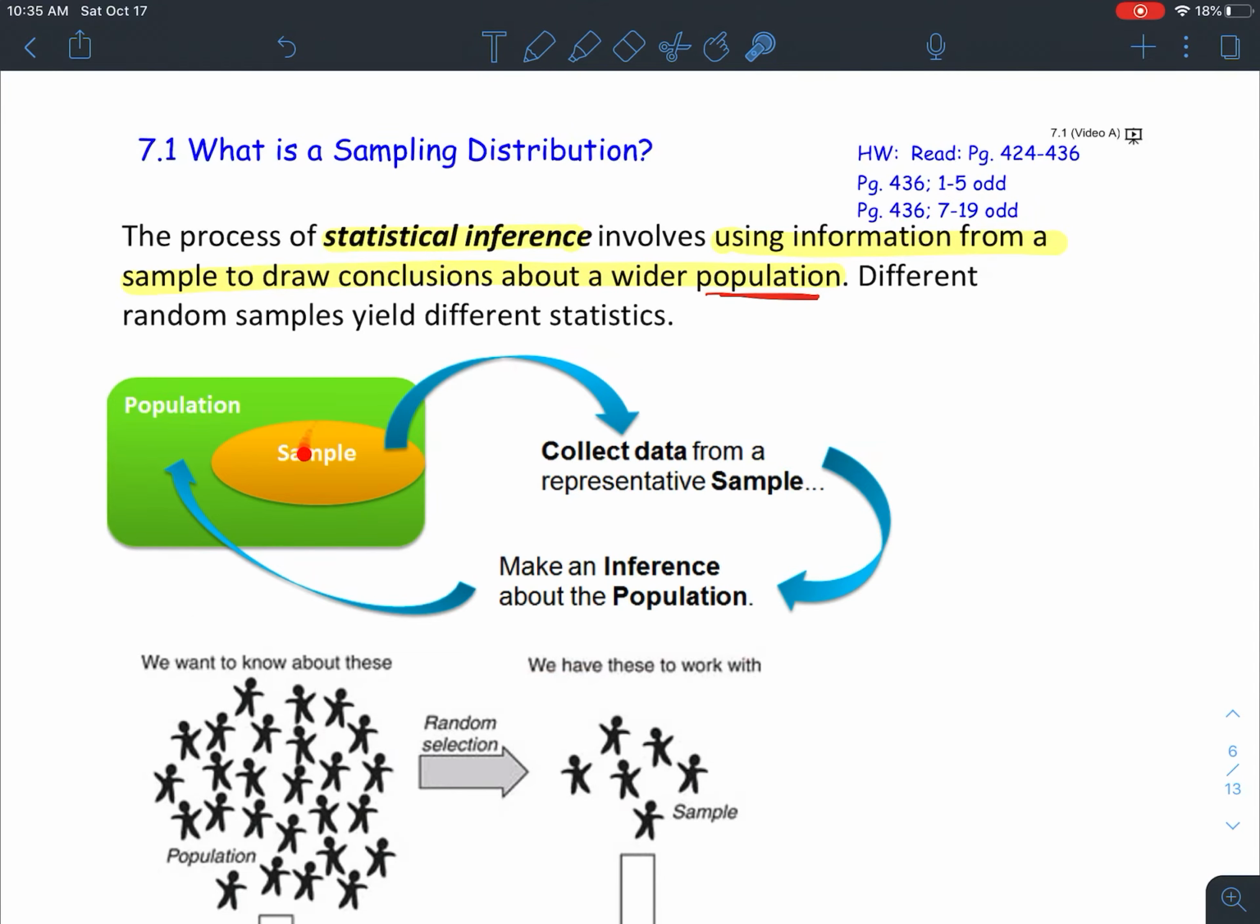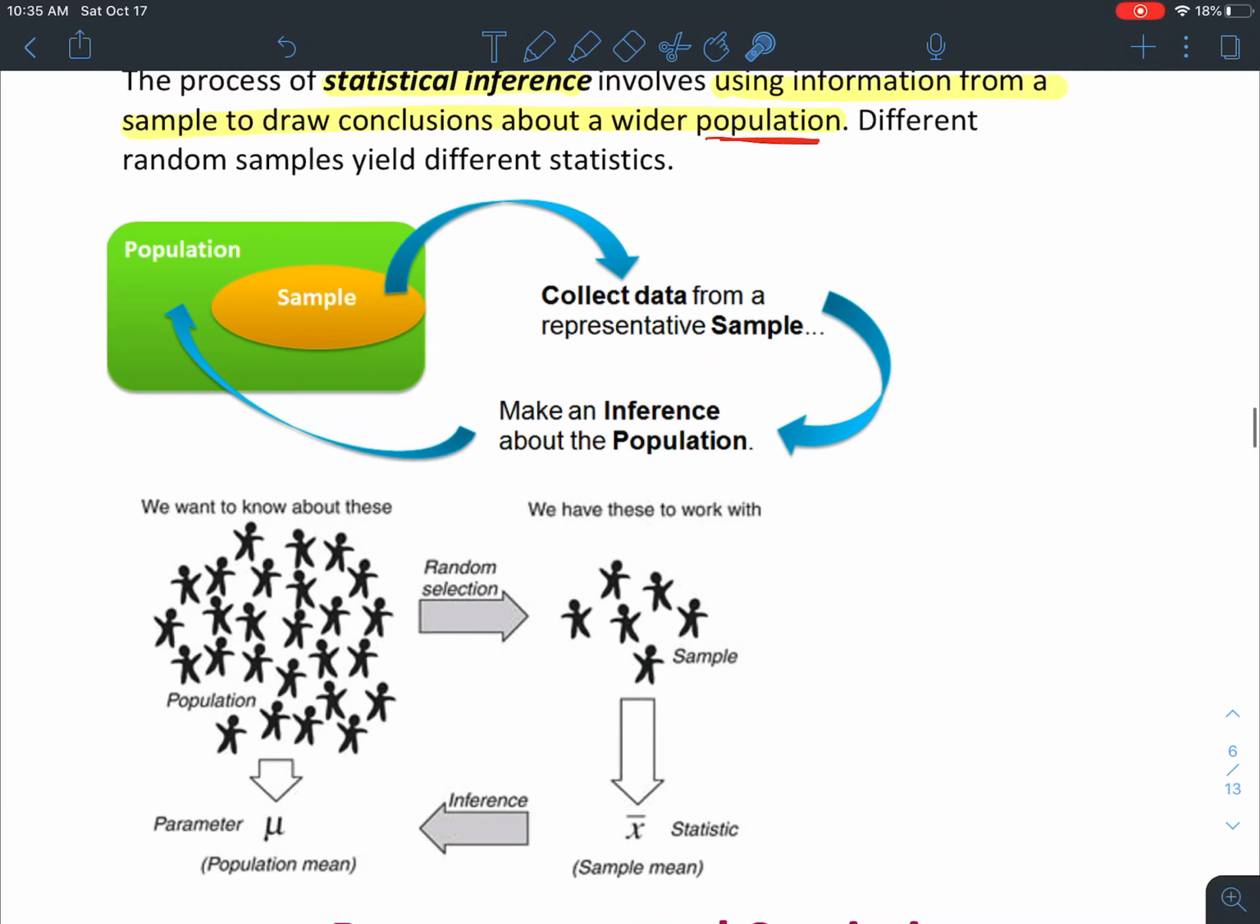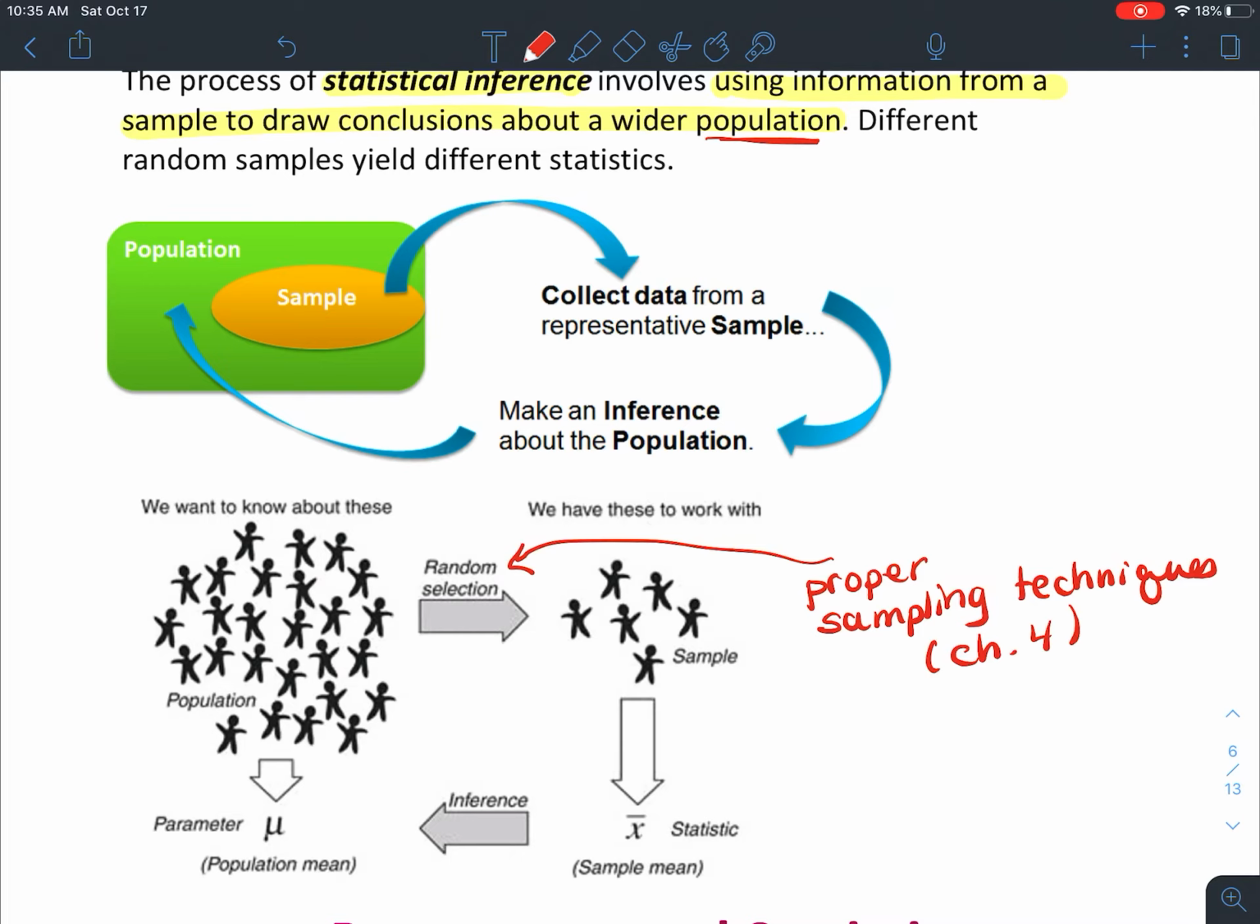These two pictures here really summarize what happens in statistics, where we're drawing a sample out of a larger population. We've collected a nice representative sample. Down here you can see this was our large population. We just want to make sure that when we're performing that random selection, we are using the proper sampling techniques that we studied all the way back in chapter 4. Things like a simple random sample, a cluster sample, a stratified random sample. Never those convenience samples or things like that where we would introduce bias.